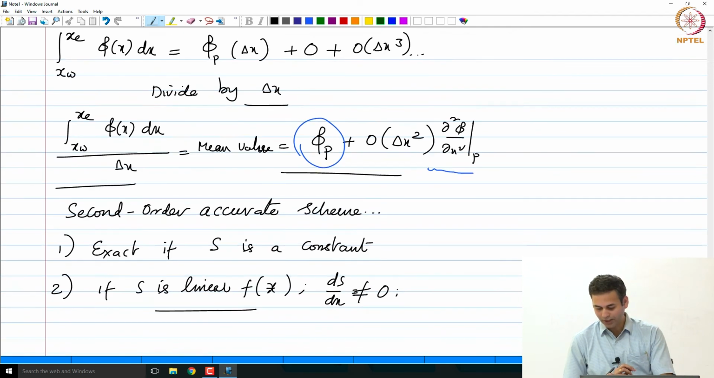So this expression is exact for both the constant as well as a linear variation of the source term, but it incurs order delta x square truncation error if you have any higher variation than that.